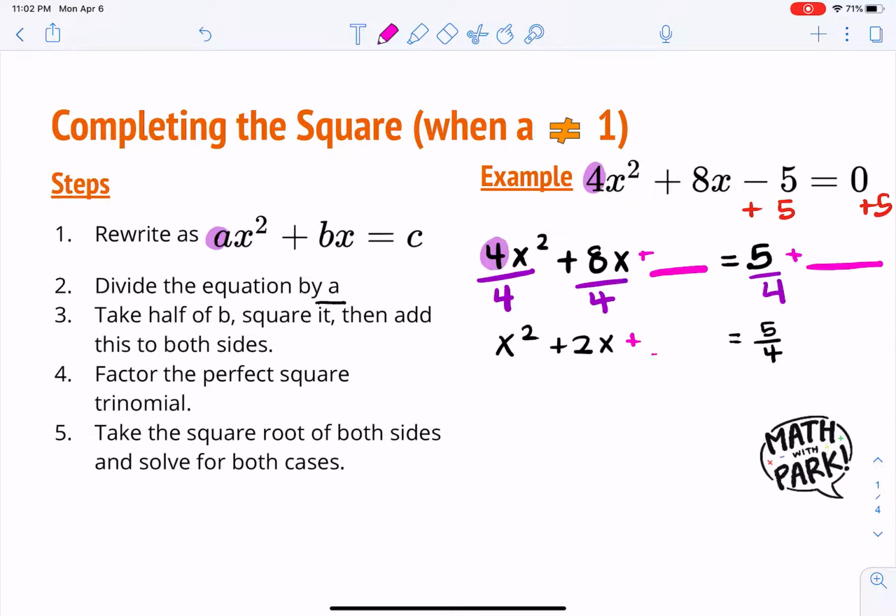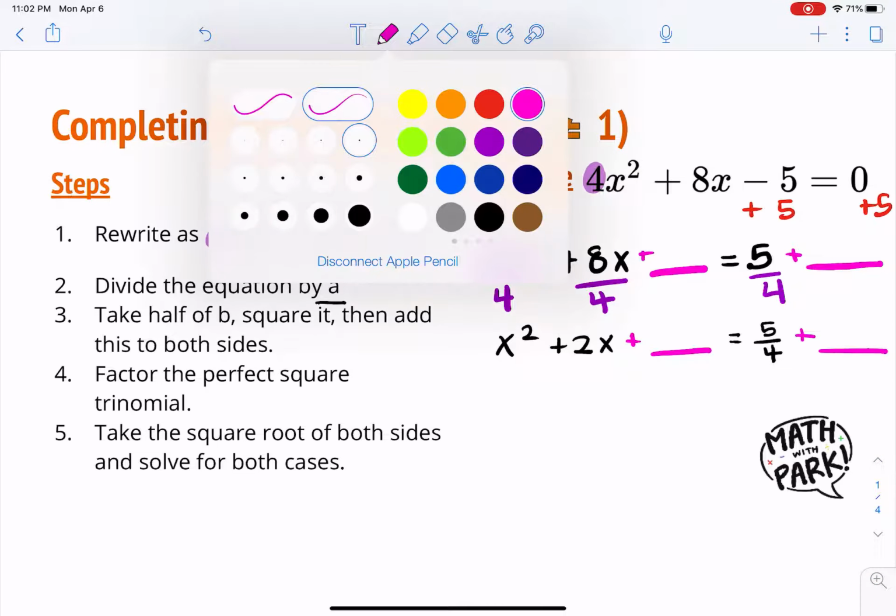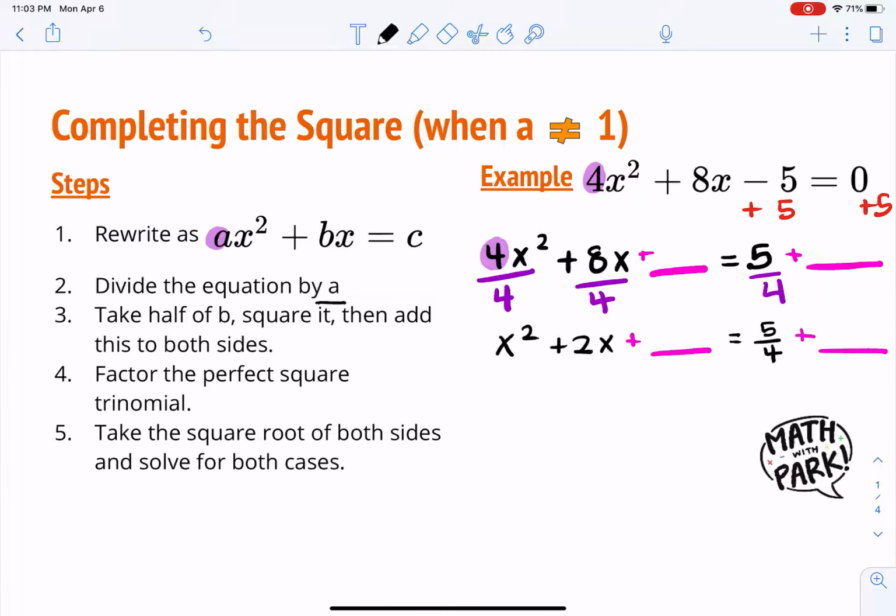And drawing the placeholder also helps because it reminds you to do b over 2 squared on both sides of the equation. Then we're going to add b over 2 squared on both sides of the equation. So what is the b value? Well, if you said 8, you're incorrect. The b value is actually 2. We're using the transformed expression.